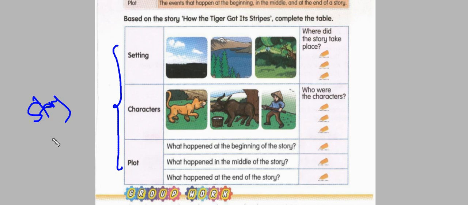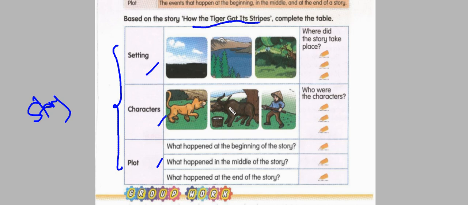So go back to your textbook. Okay, how the tiger got its stripes. So you're going to go back and read the story in your textbook and find out. Okay, now you just try to recognize the settings, the characters, and plot from this story. You don't have to write your own story yet, so practice now at recognizing the setting, characters, and plot.